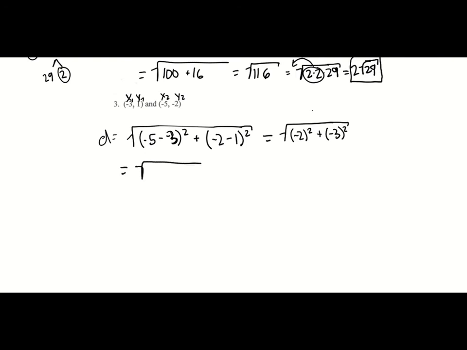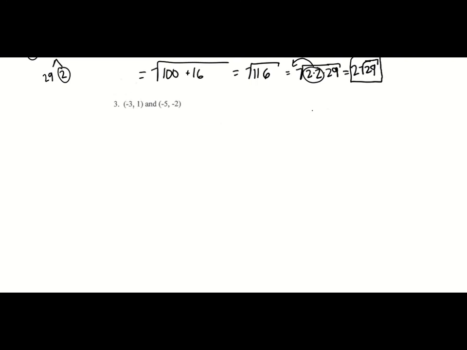So that brings me to, let's see, 2 squared is 4, 3 squared is 9, the square root of 13. And we can't break that up any further, so that is our answer.